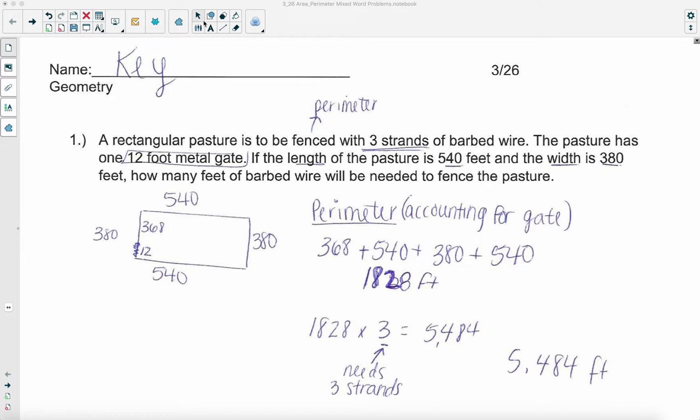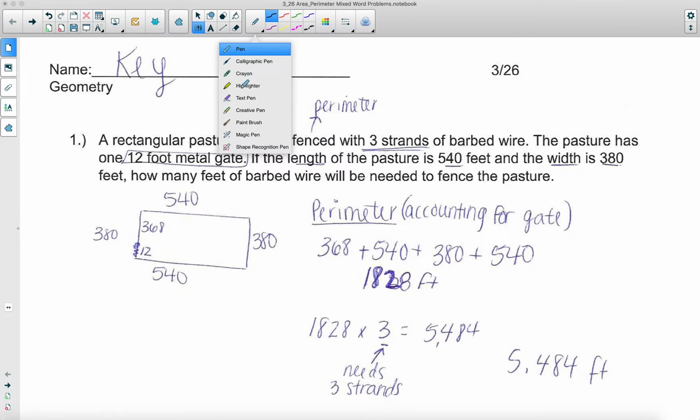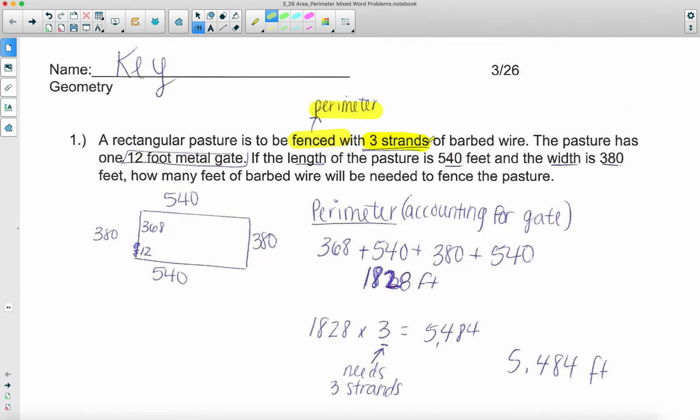For number one, in this word problem, what they're describing is a rectangular pasture, which is just like a field where animals are grazing. And it's to be fenced with 3 strands of barbed wire. When they're talking about fencing, we know that this is a perimeter type question. After we highlight that it's fencing, perimeter, we know that it has to be 3 strands of barbed wire. So in my mind, I'm thinking this right off the bat.